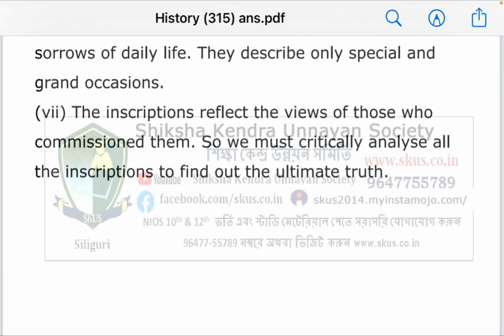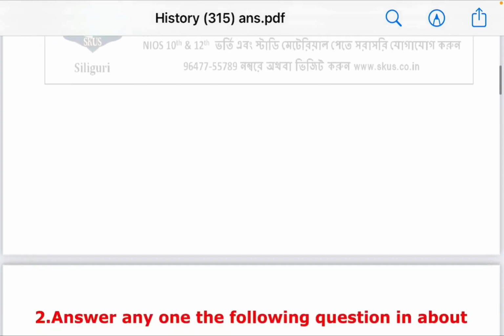Number 7, the inscriptions reflect the view of those who commissioned them. So we must critically analyze all the inscriptions to find out the ultimate truth.